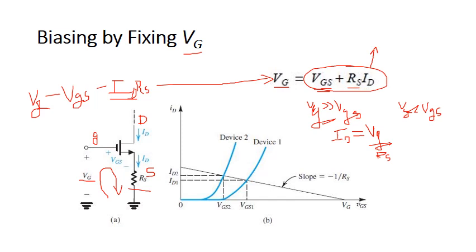So this quantity has to decrease. Since ID increases, Rs cannot be varied, so VGS should decrease to make it equal to the quantity Vg. So Rs is a regenerative resistor over here, or it acts as a negative feedback, as a result of which the VGS will decrease. Since VGS decreases, the ID will decrease.